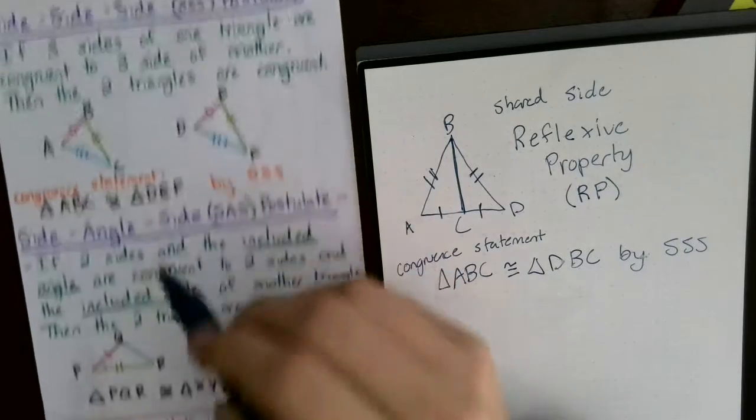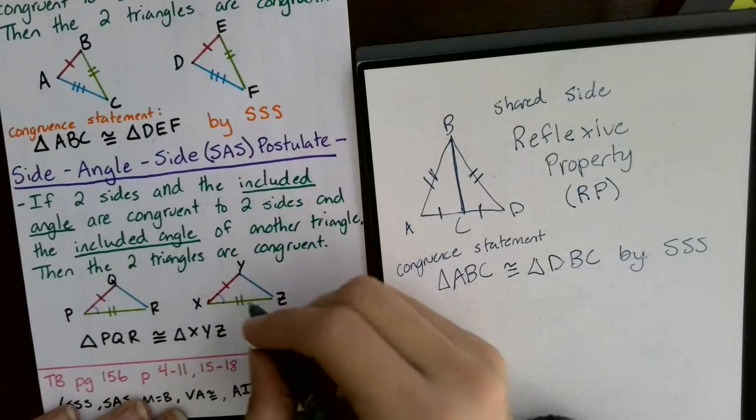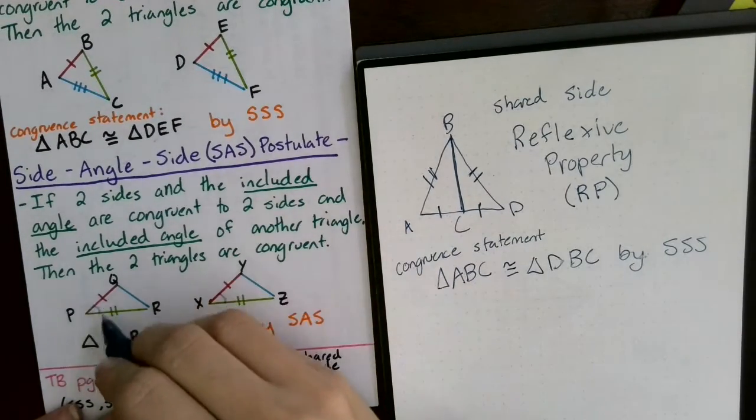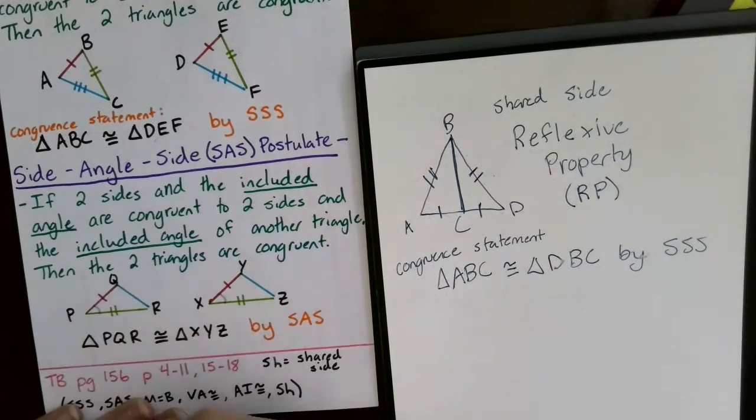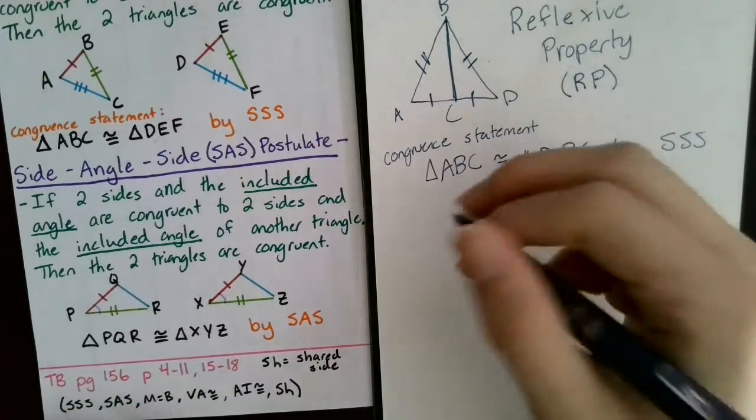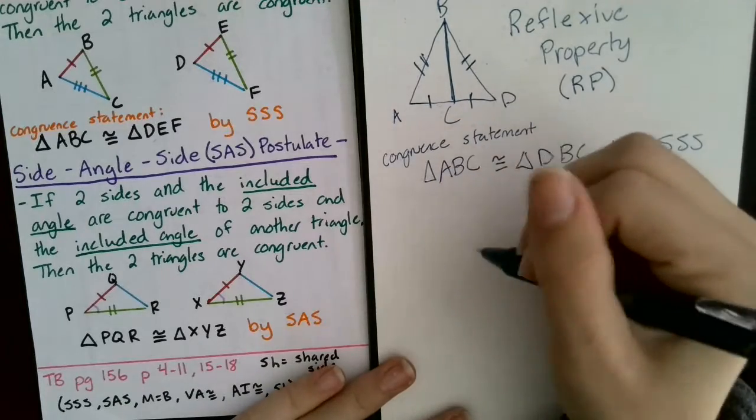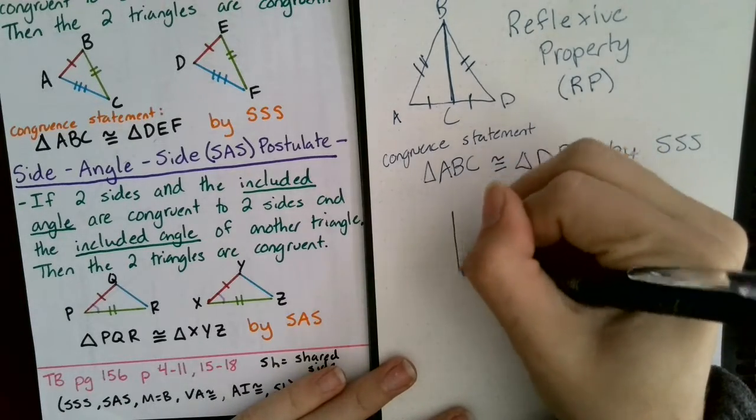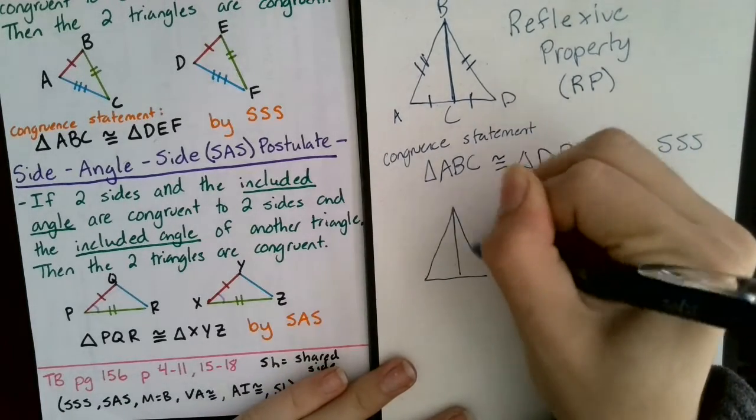So this is side, side, side. This is side angle side. The angle has to be in between the 2 congruent sides. That must be true, okay? And they could still share a side. That's totally fine. So let's use the same example, but do it a little bit different.